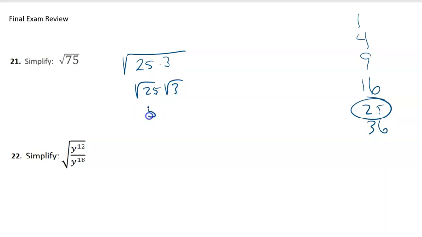Y'all know the square root of 25 is 5. The square root of 3 cannot be simplified further unless you change it to a decimal, and that's rounding, and we're not trying to do that. So that is your simplified answer.